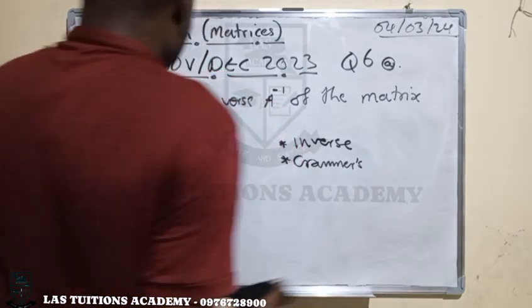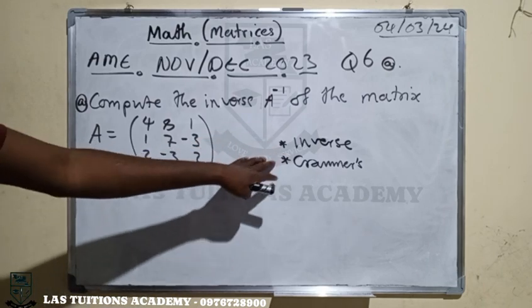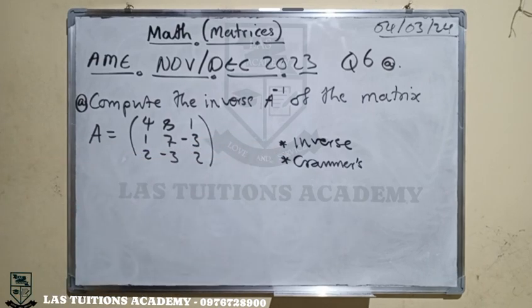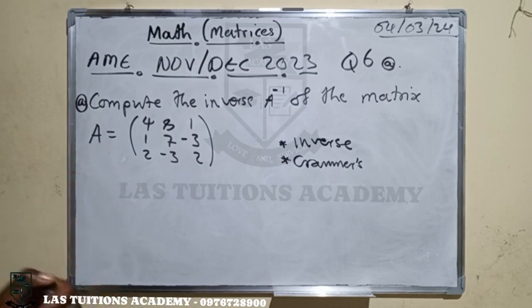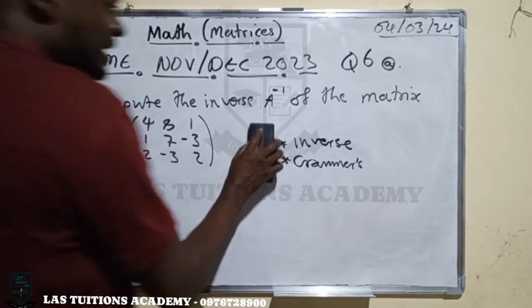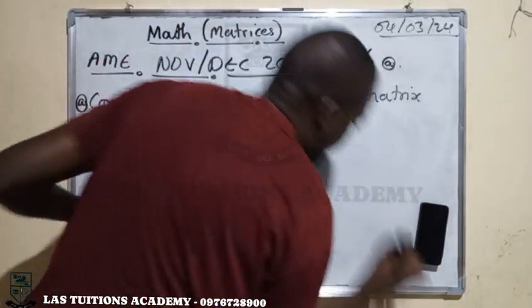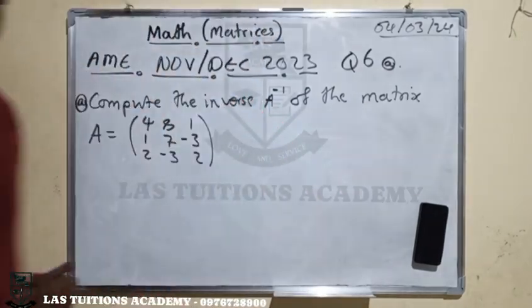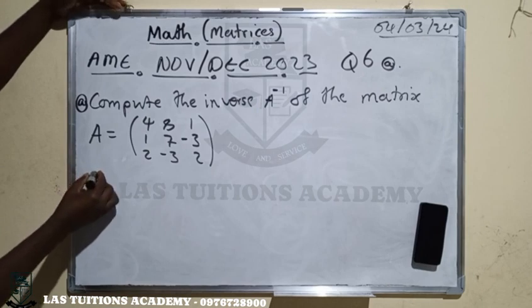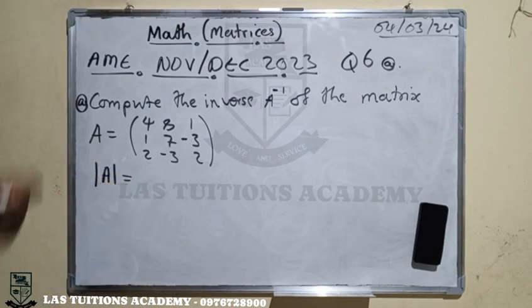So now let's see. First of all, in everything, whether you are using inverse or using Cramer's rule, you need to be able to solve for the determinant. So let's see how we can do the determinant of a 3x3 matrix. Okay, this is the symbol for the determinant. So the determinant for a 3x3 matrix.